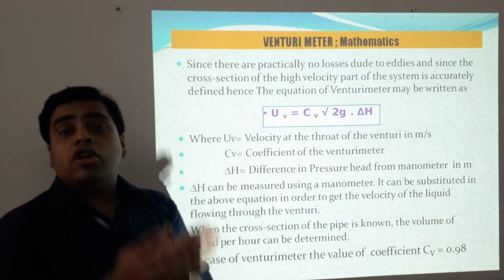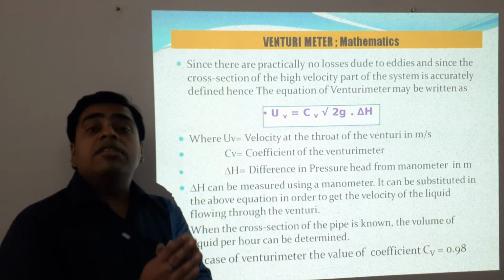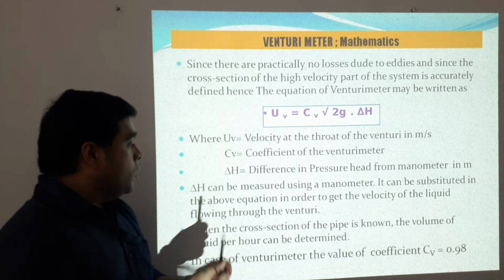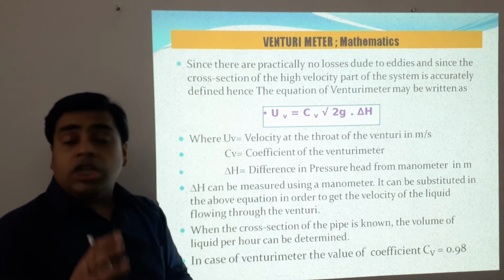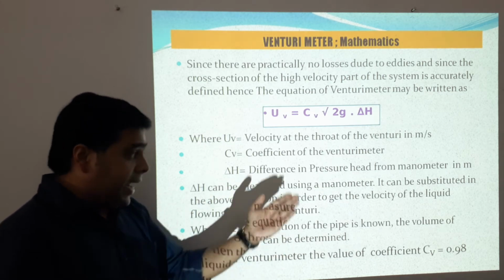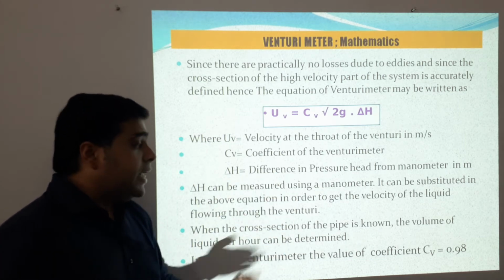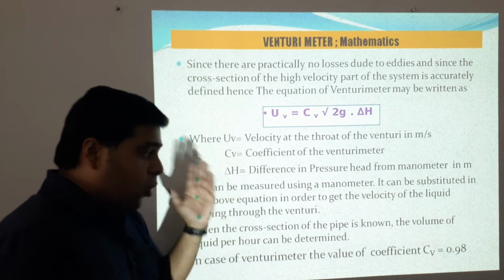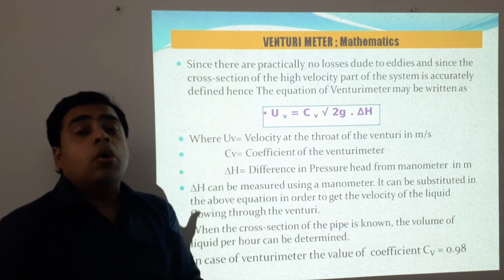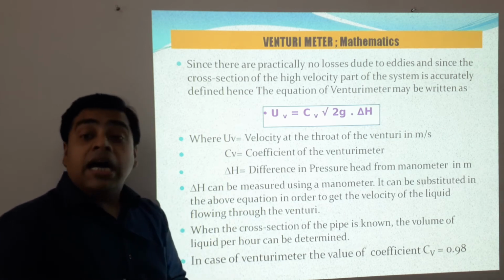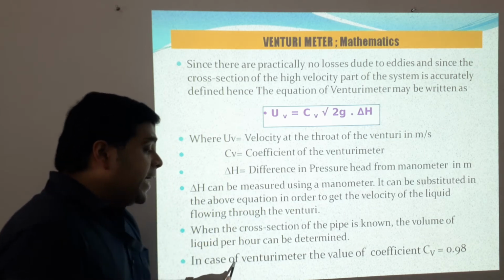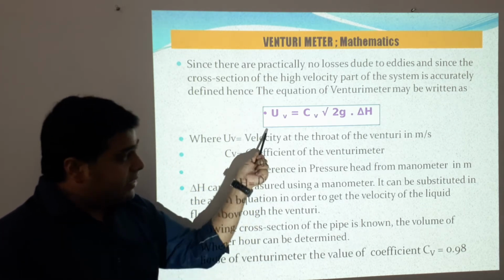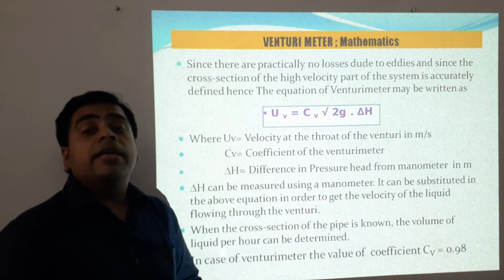This gives the equation of the venturi meter, and this equation comes after we consider the different aspects in Bernoulli's equation. So delta h can be measured using a manometer, and it can be substituted in the above equation in order to get the velocity of the liquid flowing through the venturi. When the cross section of the pipe is known, then the volume of the liquid per hour can also be determined, and in the case of the venturi meter, the value of the coefficient CV in this equation is given as 0.98.